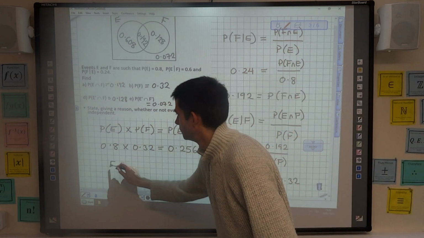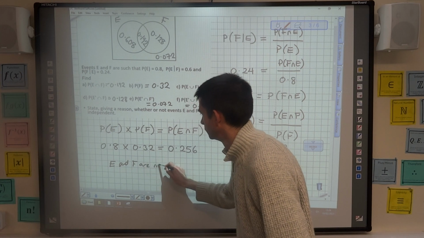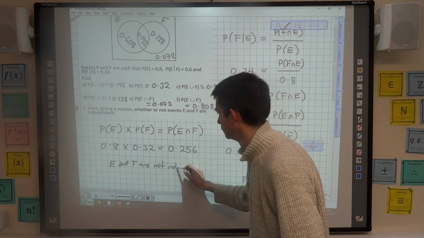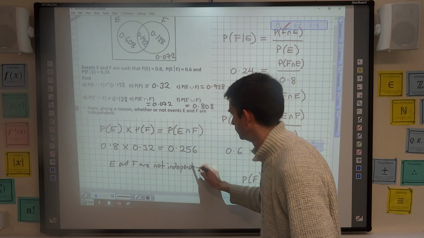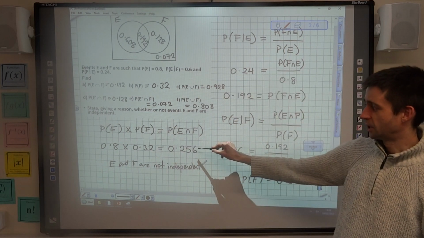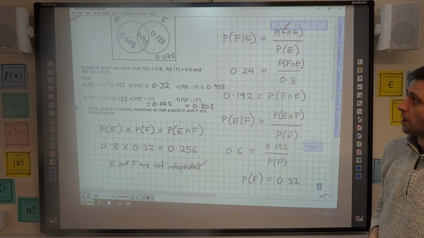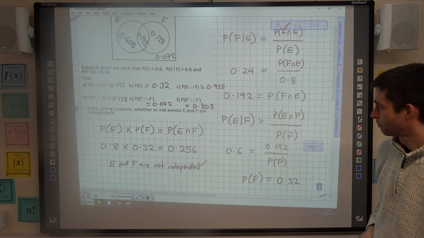So E and F are not independent, because if they were, rather than equaling 0.256, that would have equaled 0.192.